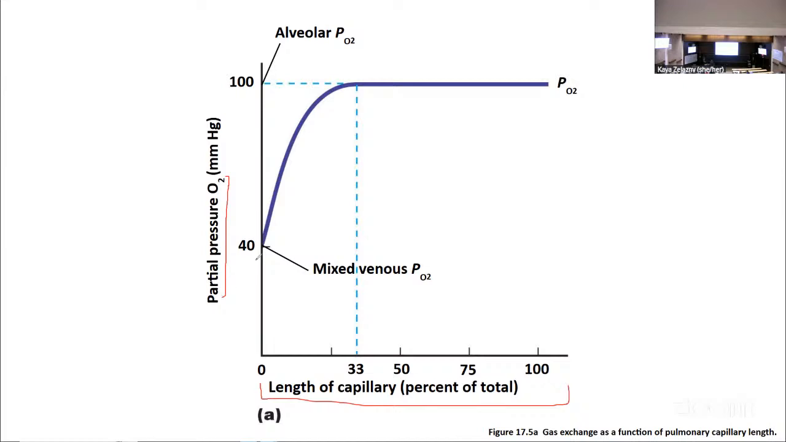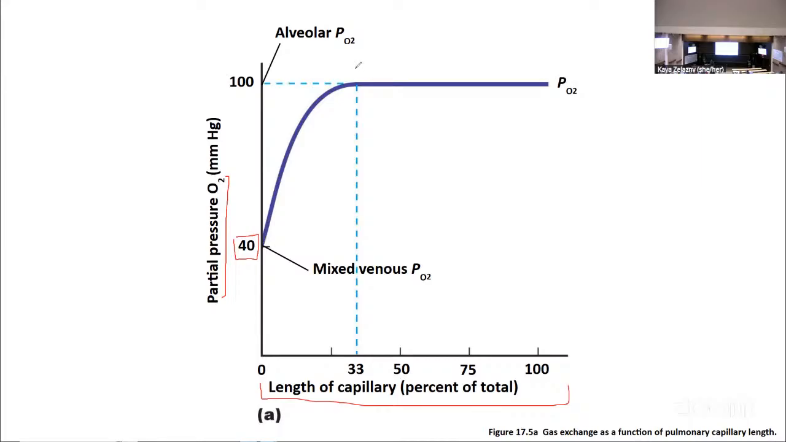All right, so here's the first place we see those numbers for partial pressure of oxygen again. Our two numbers we're paying attention to are 100 and 40. So when we come to the beginning of our pulmonary capillary, we're at 40. That's our low value for oxygen. We don't have much oxygen in the blood yet.